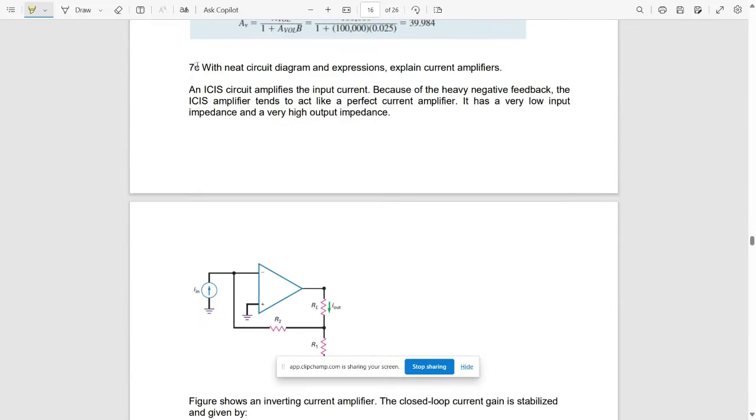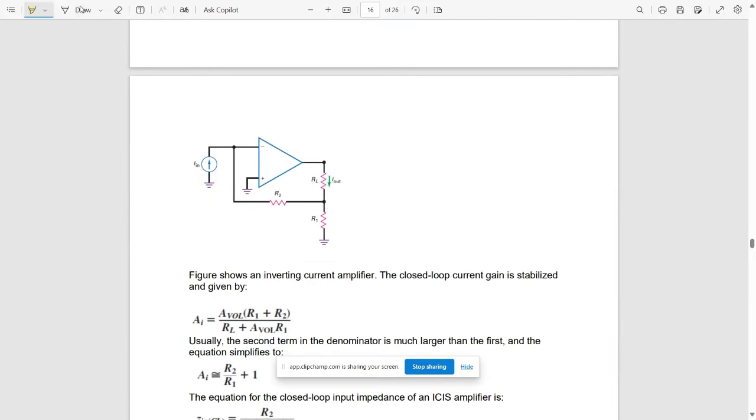Also, we have a 7C question here with the neat circuit diagram and expressions. We need to explain all the current amplifiers. So the current amplifier corresponds to an ICIS circuit that amplifies the input current. Because of the heavy negative feedback, the ICIS amplifier tends to act like a perfect current amplifier. Okay, so the ICIS current amplifier corresponds to a very low input impedance, and also it has a very high output impedance. So this is the circuit diagram.